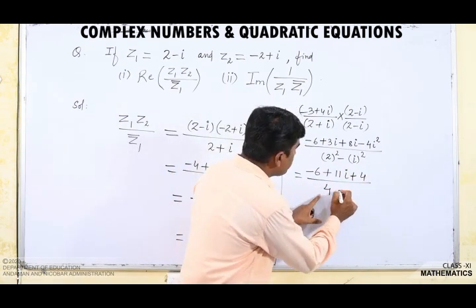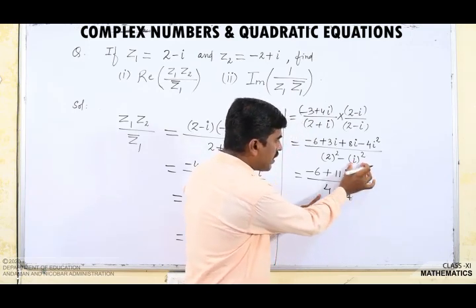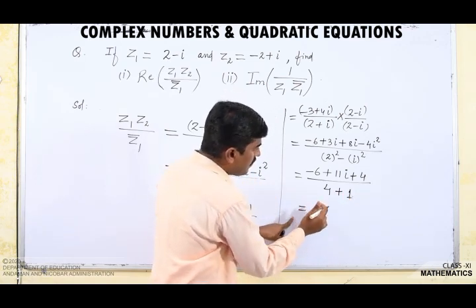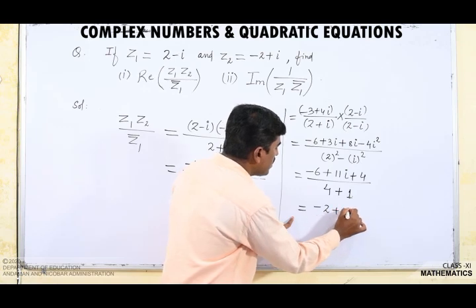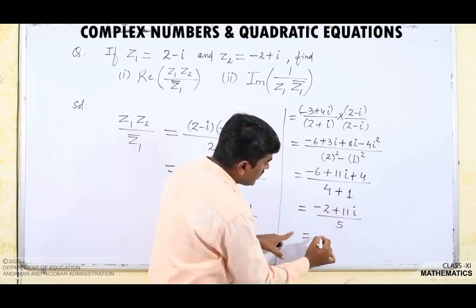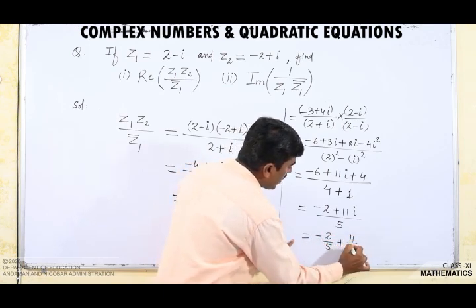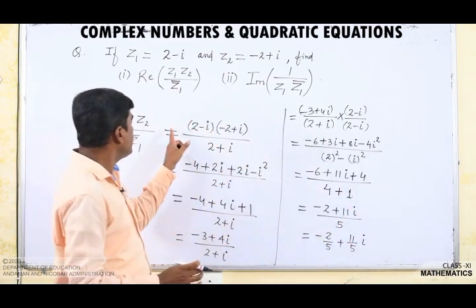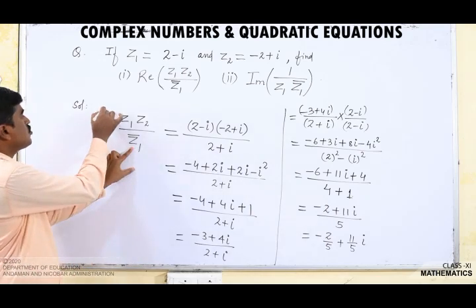So, it is plus 1. I square is minus 1. So, we will get here plus 1. Okay. Now, simplify it. This is minus 6 plus 4, that is minus 2 plus 11I divided by 5, or we can write it as minus 2 upon 5 plus 11 by 5I. This is the standard form of this complex number, that is Z1 into Z2 divided by Z1 bar. This is the first part.